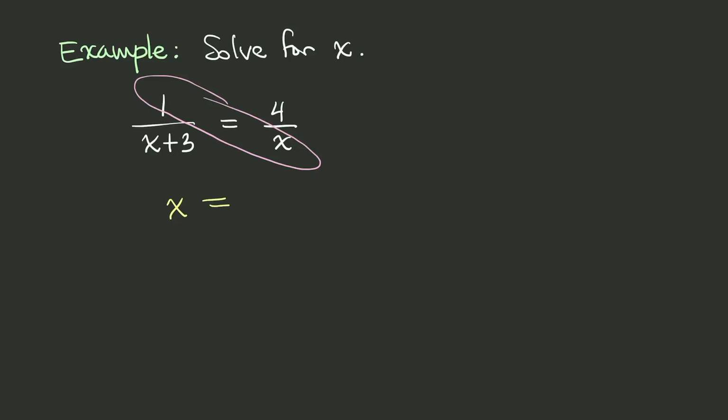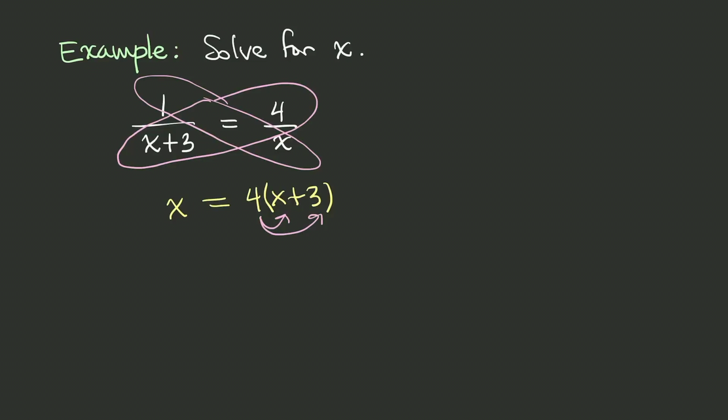And then we're going to look at the denominator of the left-hand side and the numerator of the right-hand side together, and we'll multiply those. x plus 3 times 4, or 4 times (x plus 3). Any solution to our original equation will also be a solution to this equation. To solve this equation, we'll distribute on the right-hand side.